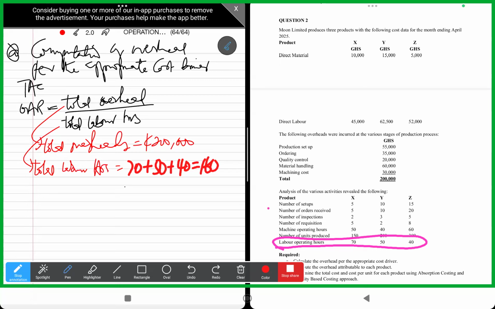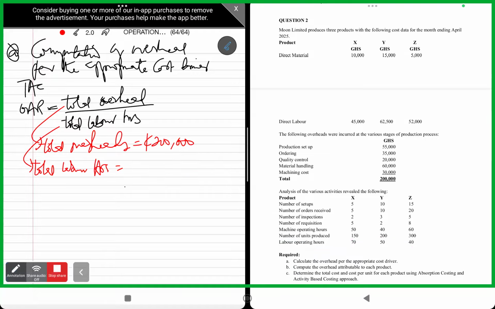Okay, pay attention. Let me finish it. So total labor hours, we have what? 70 plus 50 plus 40, giving us what? 260 hours.